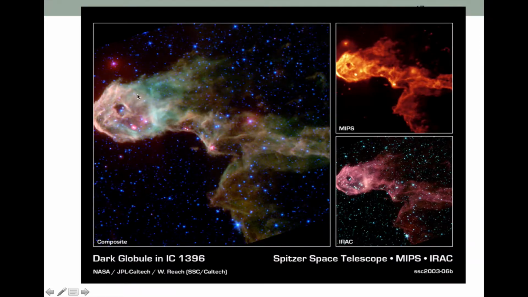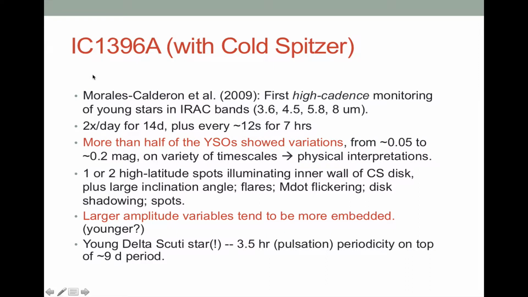Now, this is one of the first images released from Spitzer right at the beginning of the mission. And it turns out that we decided to go look at the same region to look for variability, in part because of the mechanics of what the telescope can observe when. And lo and behold, we found that the young stars vary.